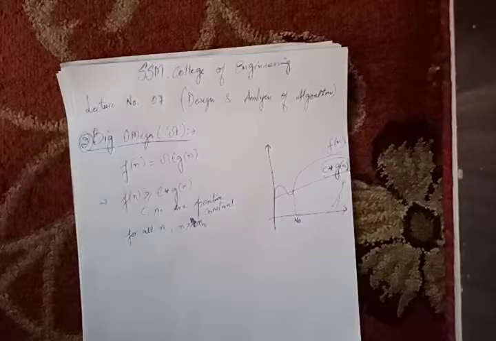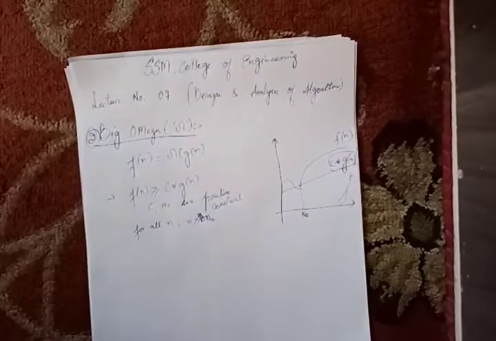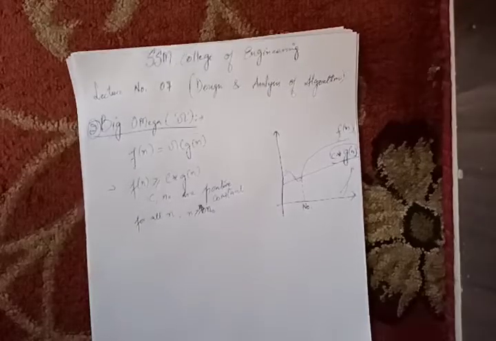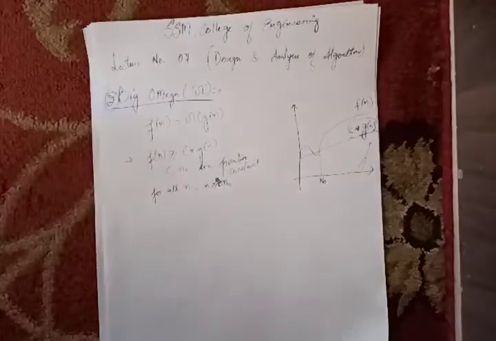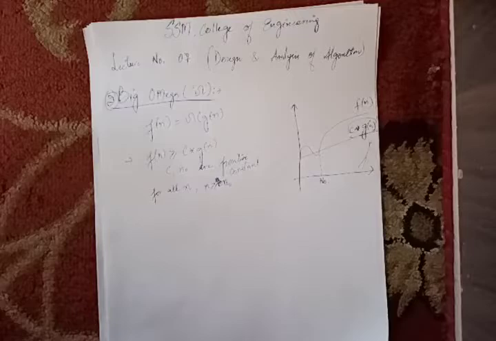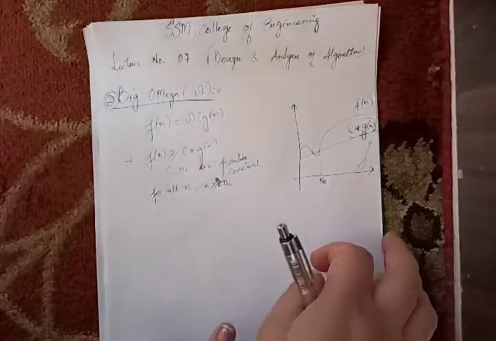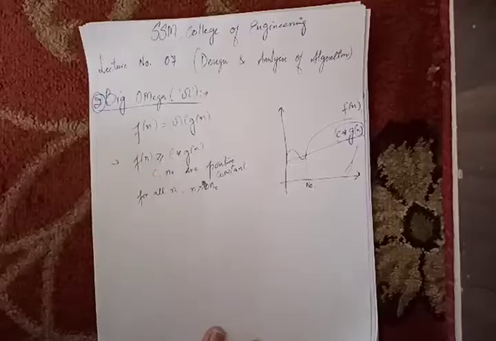Today we are going to see lecture number 7 from Design and Analysis of Algorithms, and today's topic is big omega. As we saw in the last lecture, there are different notations of order of growth. The first one was big O, which tells us the maximum time our function, our algorithm, or our program would take to get executed completely on our systems. Today we will see big omega.